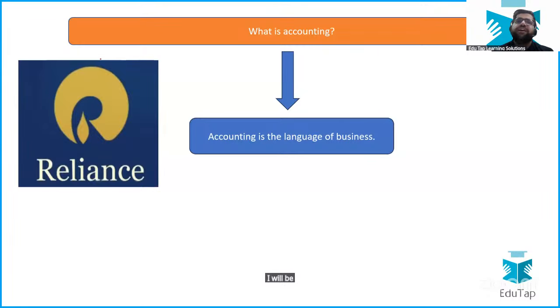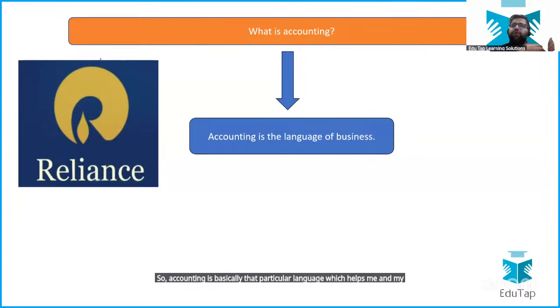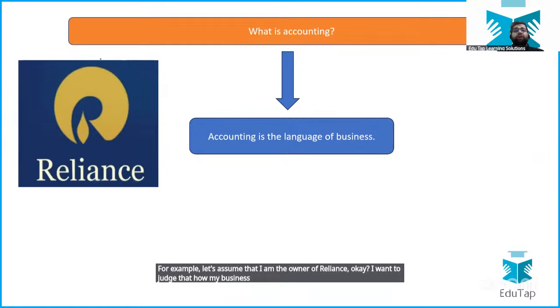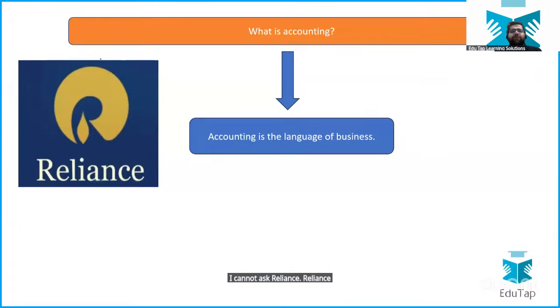I will be using accounting. So accounting is basically that particular language which helps me and my business to communicate so that we can come to a mutual understanding. For example, let's assume that I am the owner of Reliance. I want to judge how my business is performing, or how my company is doing. I cannot ask Reliance, tell me how you are performing, because Reliance will never be able to communicate. Reliance will say, do accounting and check whether I am doing good or not.